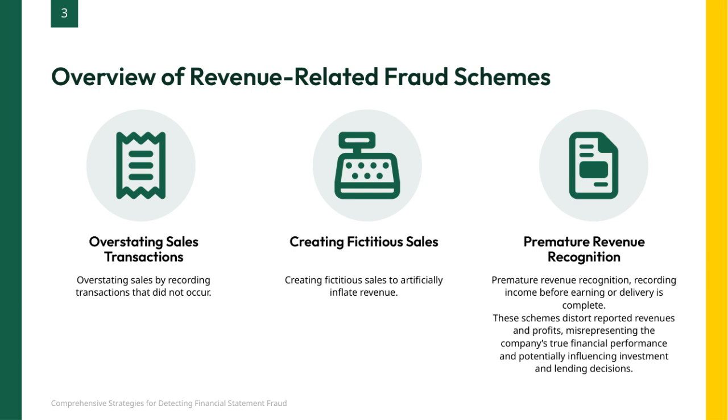Lastly, premature revenue recognition is when a company records income before they've fully earned it or delivered the product or service. This can give a misleading impression of financial health. All these tactics distort the reported revenues and profits, misrepresenting the company's actual performance and potentially misleading investors and lenders who rely on these financial statements to make decisions. It's crucial to be aware of these schemes to understand the reliability of reported financial data.